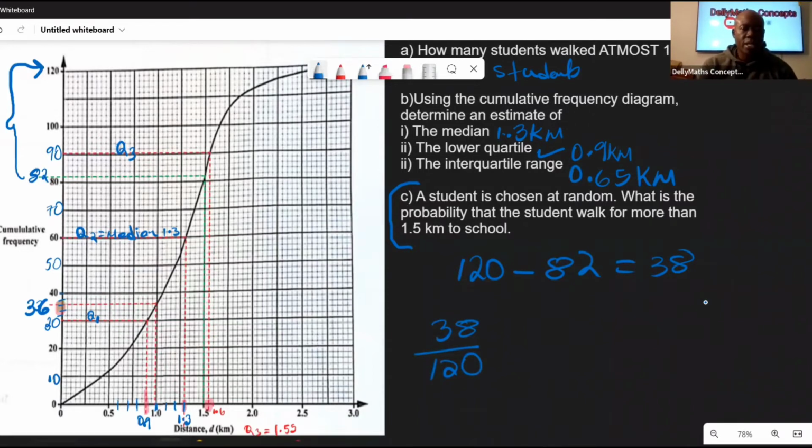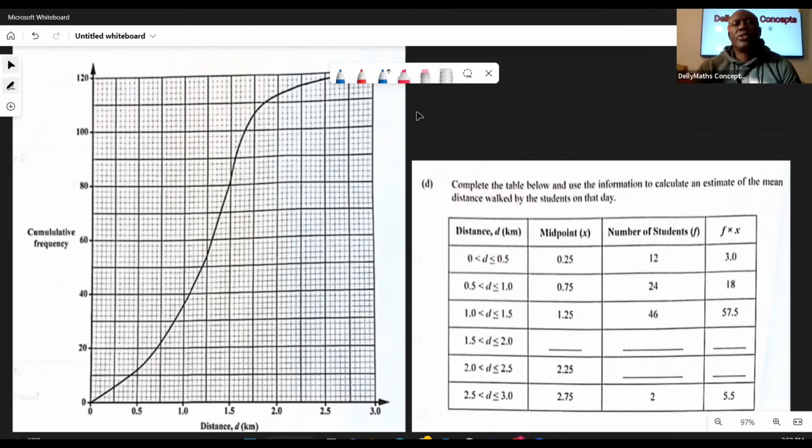So as a probability, we could have that. If you want to divide this by 2, you'll get 19 over 60. All right. So 38 over 120 is perfect. Or if you want to say 19 over 60, that is also fine as a probability. All right. So we want to continue with the D part.